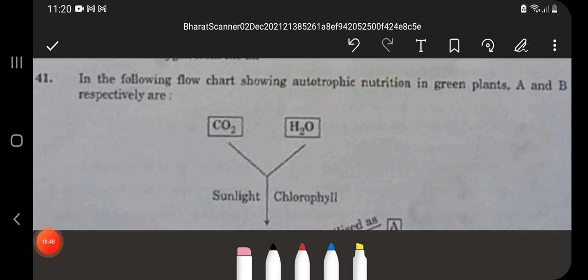41st question. In the following flowchart showing autotrophic nutrition in green plants, A and B respectively are... 41st answer is energy and starch. 41st answer is C.